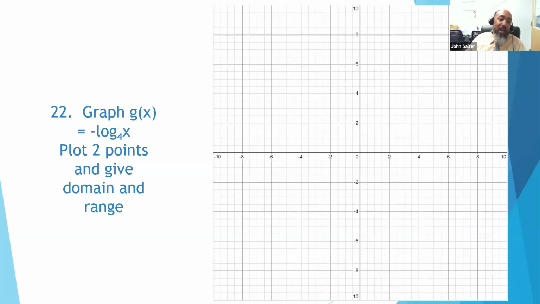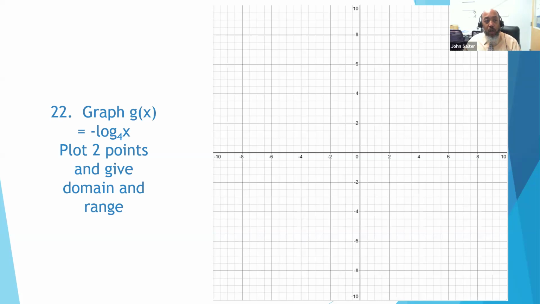Graph g of x equals negative log 4x. Plot 2 points and give domain and range. Okay. It's asking for a lot, but it's not something that's out of our wheelhouse. It's definitely something that we could do.